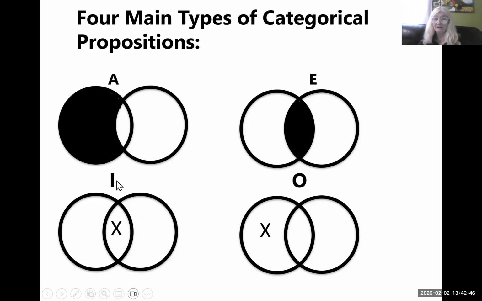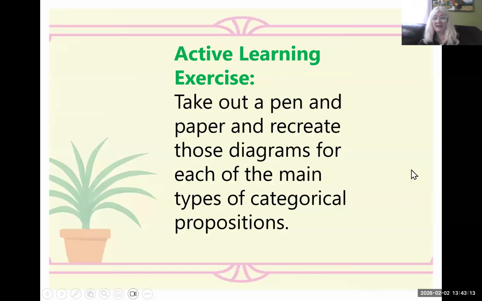Next, we have I, we put an X to indicate there is something that exists in the subject and the predicate class at the same time for some subject or predicate. And for O, we would put the X in the subject, but outside of the predicate class. And this would say some S are not P. Okay, so look at this, get a good idea of it, and take out a pen and paper and recreate those diagrams for each of the main types of categorical propositions.